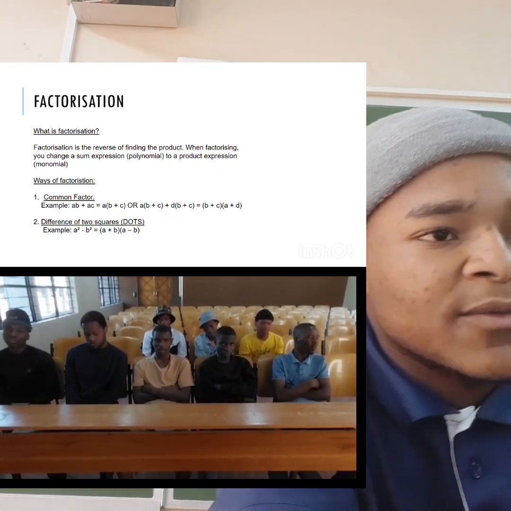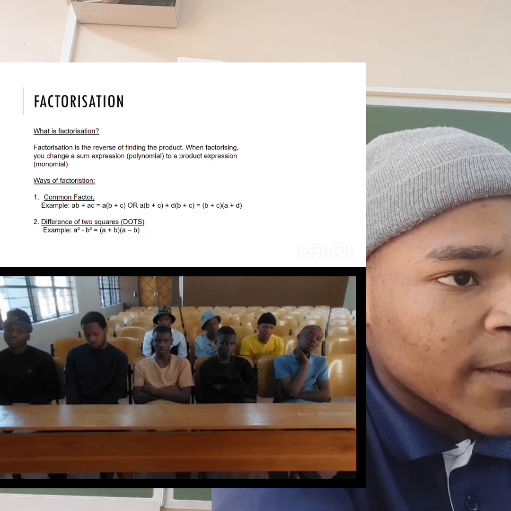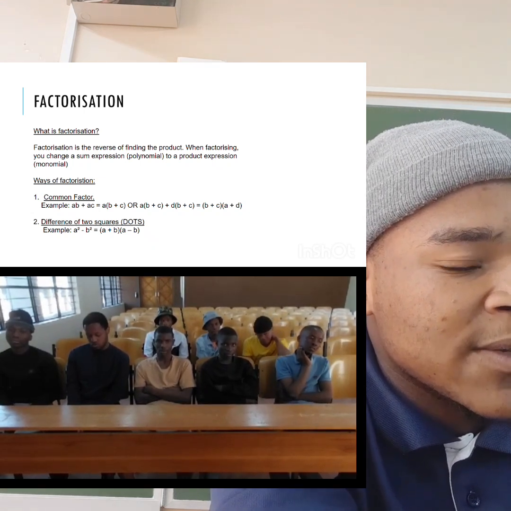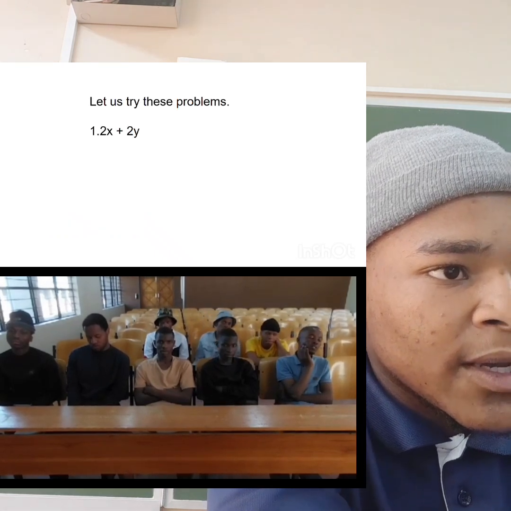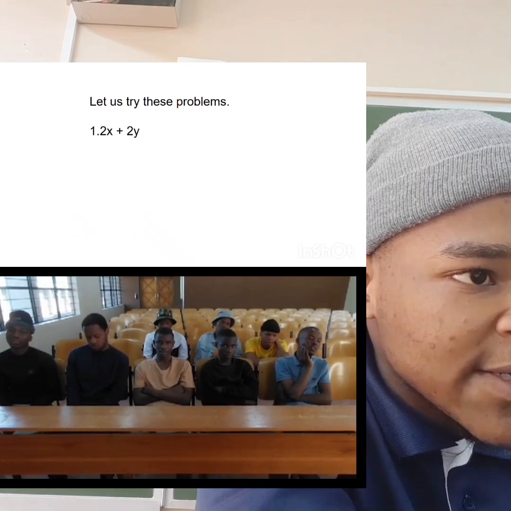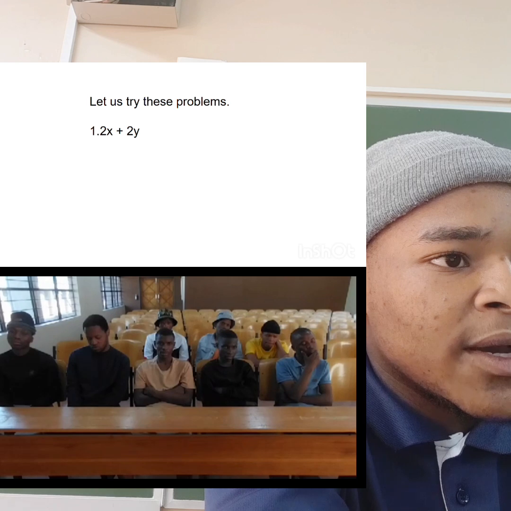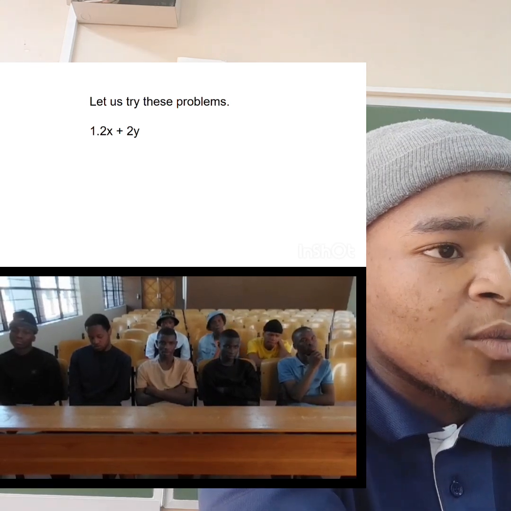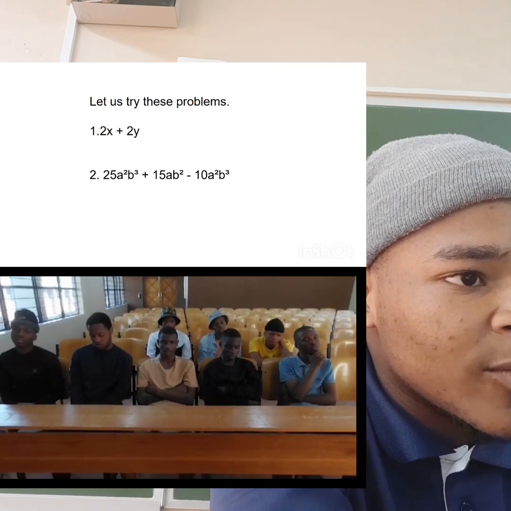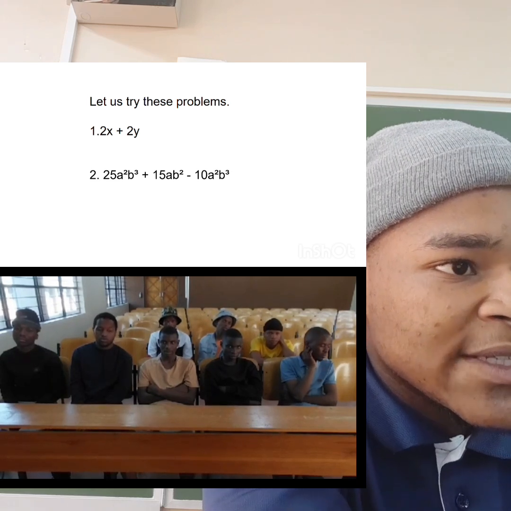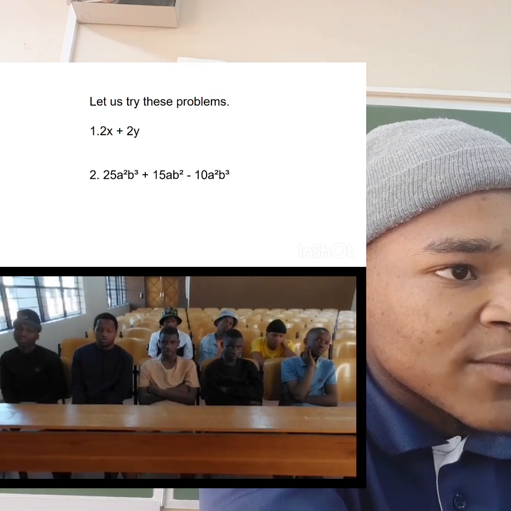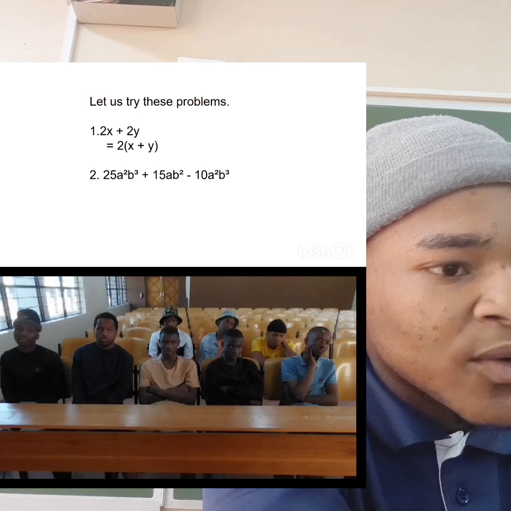Okay, let's try some examples. The first one is 2x plus 2y. What we have here, this is a type of these examples for common factor. So our common factor here is 2, as it appears on both terms, on 2x and also 2y.